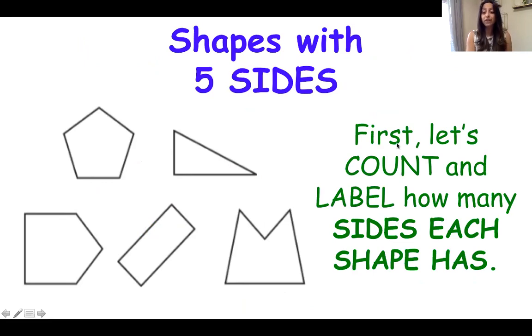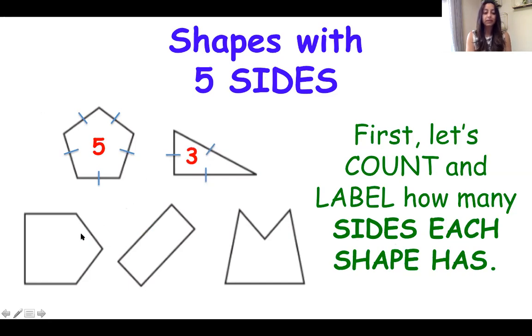Well, to do that, first, let's count and label how many sides each shape has. Since it's asking about sides, we need to figure out how many sides every single one of these shapes has. So let's start with this one. It has 1, 2, 3, 4, 5. 5 sides. So that matches our rule, but I'm not going to circle yet. Right now, I'm just counting the sides of every single shape and writing the number inside. Let's go to this shape. This shape has 1, 2, 3. 3 sides. That does not match the rule.